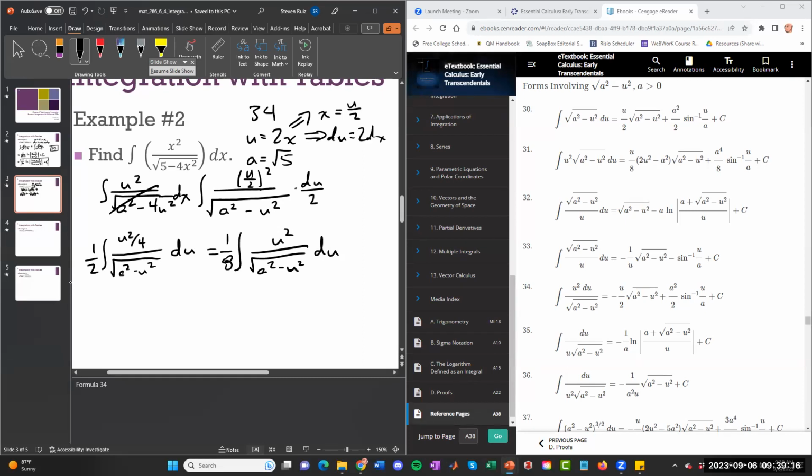So based on the table now, 34 was good. This integral becomes what? 1/8 times what? Minus u over 2, a squared over 2 times the inverse sine of u over a, plus c. This one I have a lot less confidence about where any of this comes from.